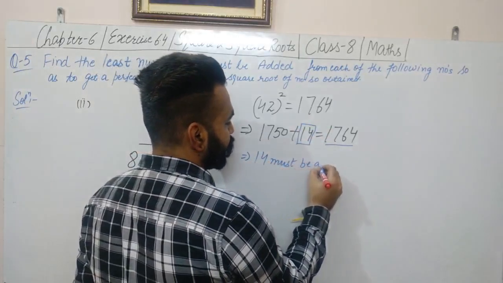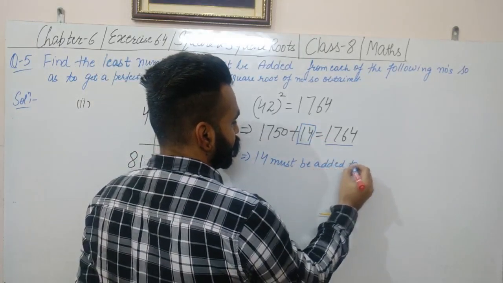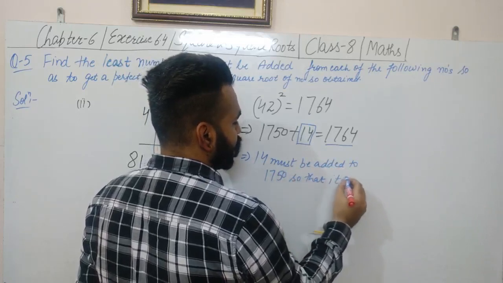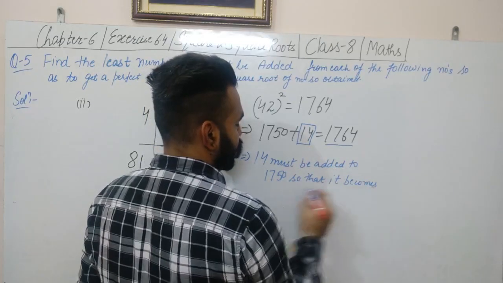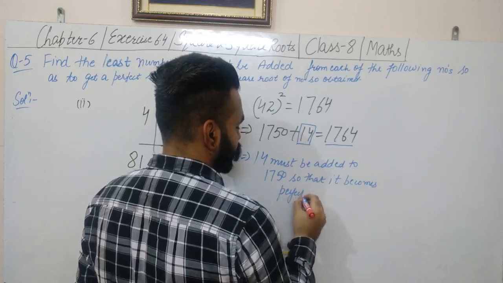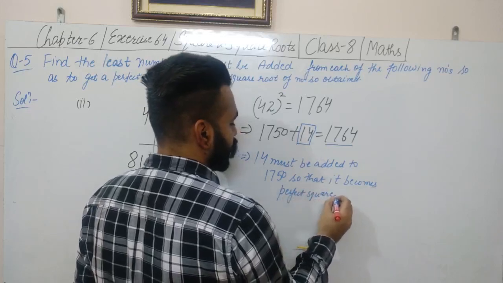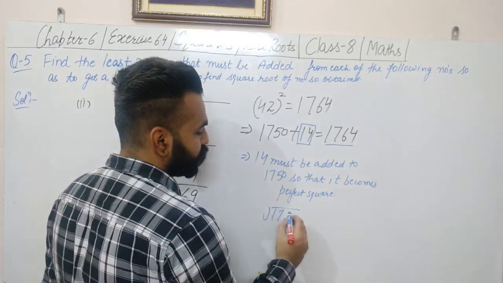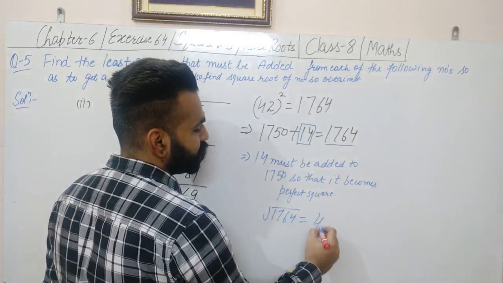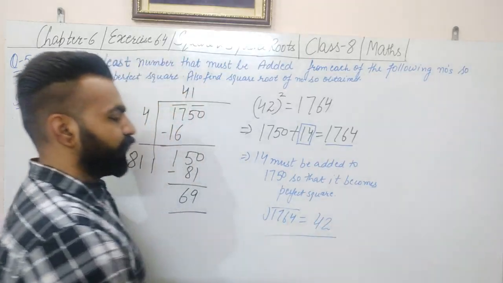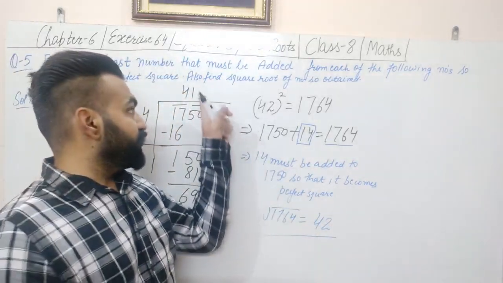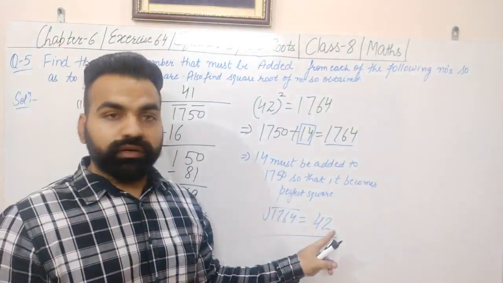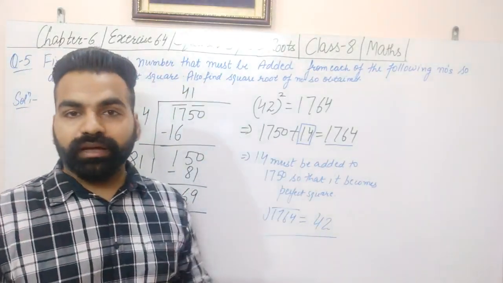14 must be added to 1750 so that it becomes a perfect square. And what will be the square root of 1764? The square root of 1764 is equal to 42. So we will check the quotient. The number next to this quotient will be the square root, and square of that number will be our new number.